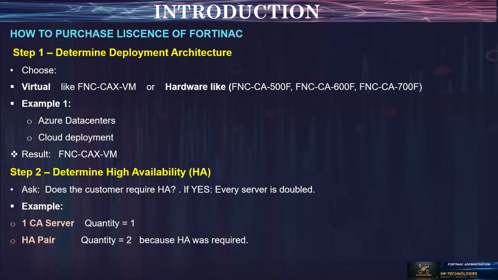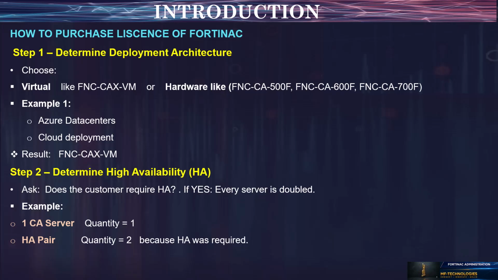The first step is determining the deployment architecture. Ask yourself, will the customer deploy FortiNAC as a virtual appliance, or do they require dedicated hardware? This is a very important question. For example, organizations already operating VMware or Microsoft Hyper-V often prefer virtual deployment because they can leverage their existing infrastructure. Others may prefer a dedicated appliance for maximum reliability and simplified support.